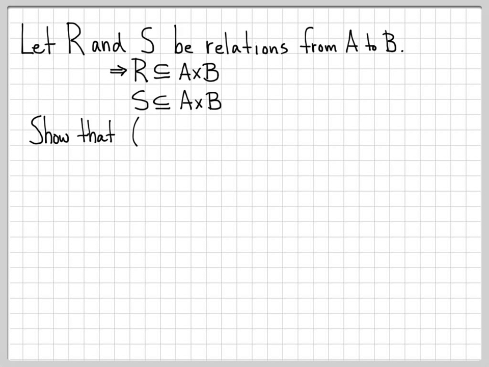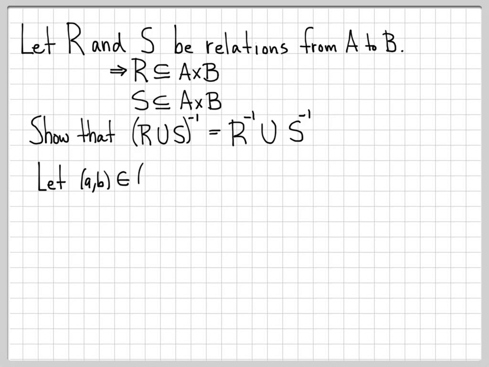And what we are going to do in this problem is show that the inverse of R union S is equal to R inverse union S inverse. Usually when we deal with sets and want to show equality, we do it in two steps. We show that the left side is a subset of the right side, and the right side is a subset of the left side. By showing that each is a subset of the other, we establish that these sets are identical. So let's go ahead and do that.